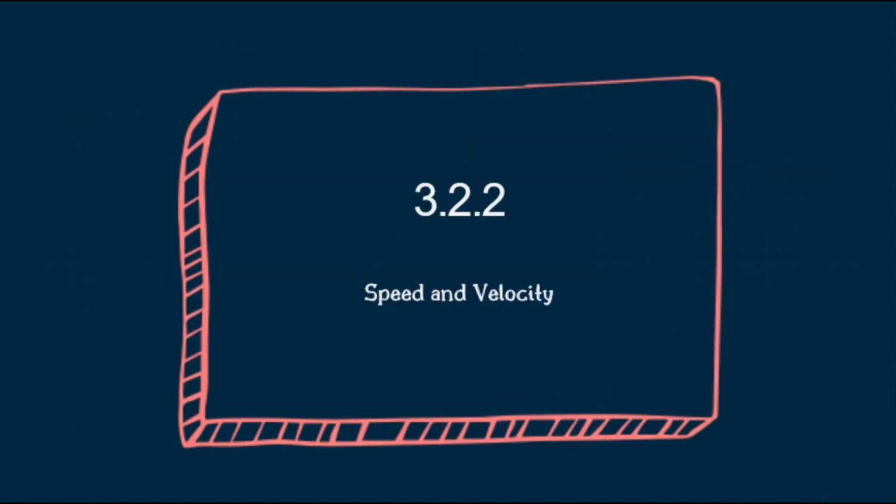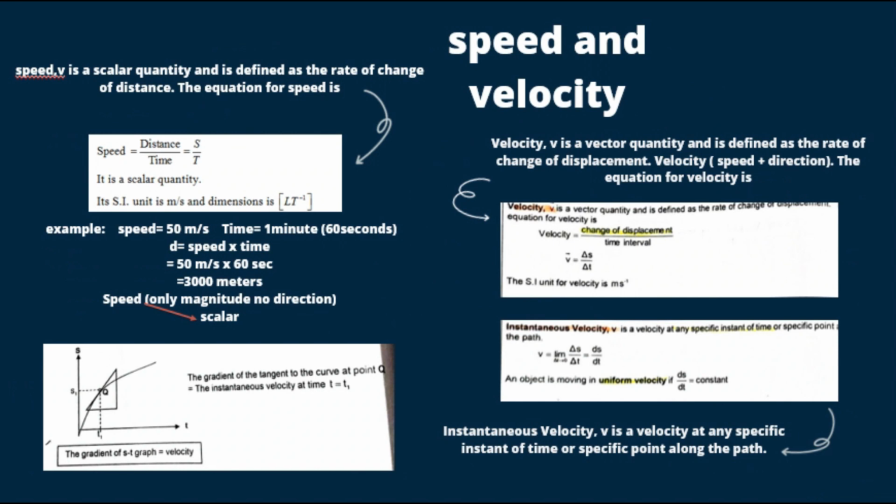So next, 3.2.2, speed and velocity. For this subtopic, we can know that speed, which is v, is a scalar quantity and is defined as the rate of change of distance. The equation for speed is speed equal to distance over time, equal to s over t. It is a scalar quantity, so the SI unit is m per s, and the dimension is LT inverse 1.